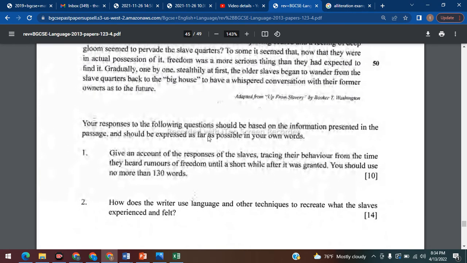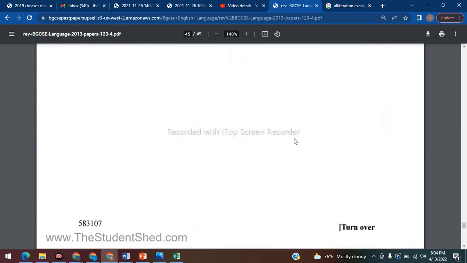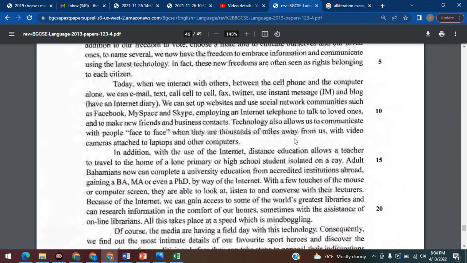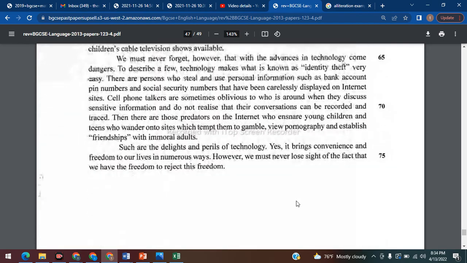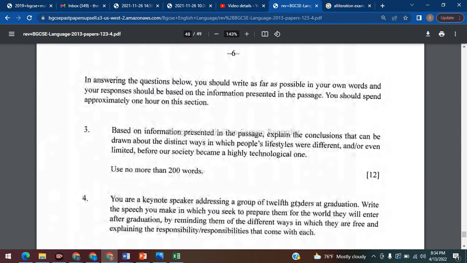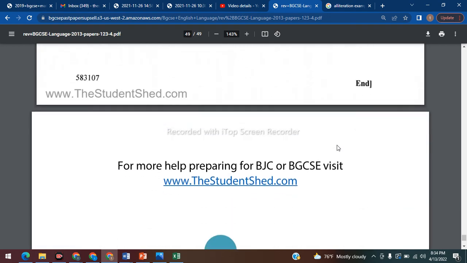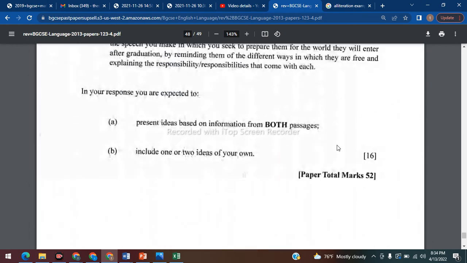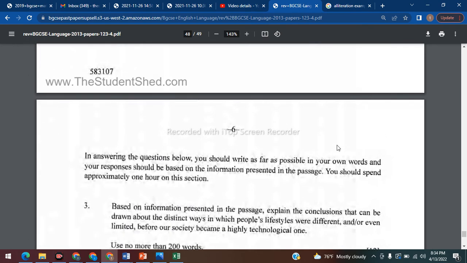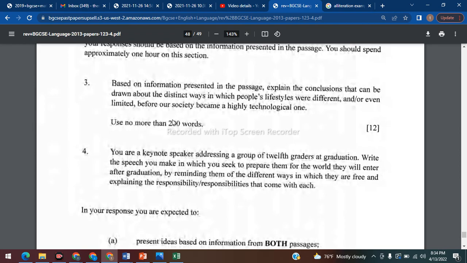All right, it should be expressed as far as possible in one word. They usually tell you how much time to spend. There we go: you should spend approximately 1 hour on the section. So they tell you how many hours you should spend on the question so that you would be able to maximize all the time. Here they're saying use no more than 200 words, so here you have to be careful.